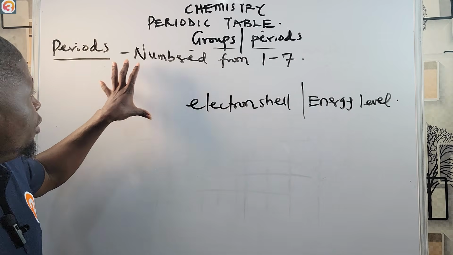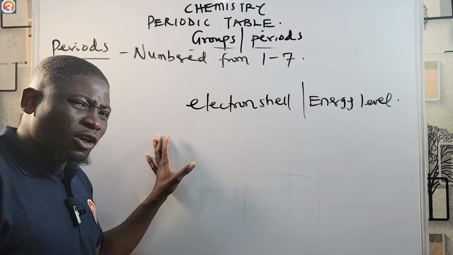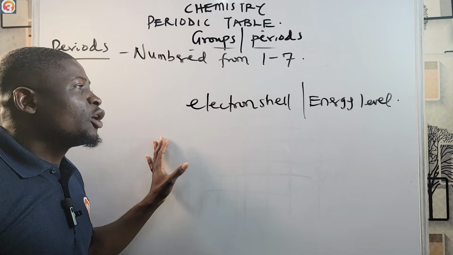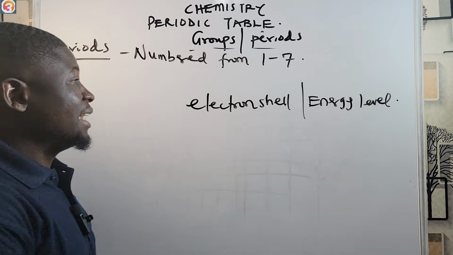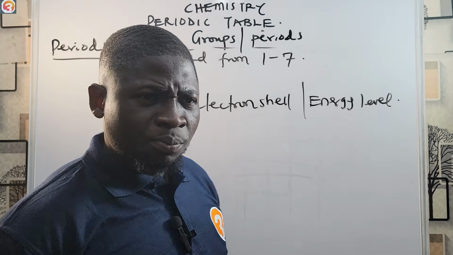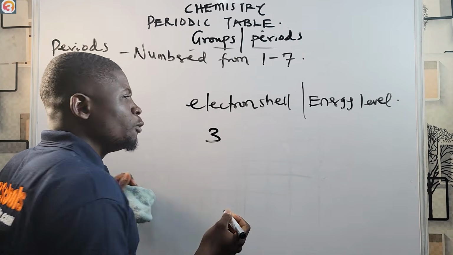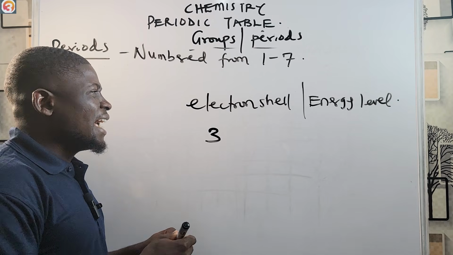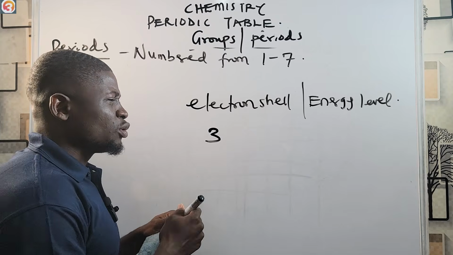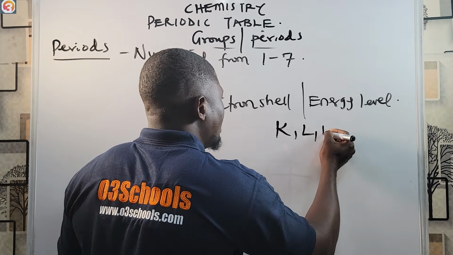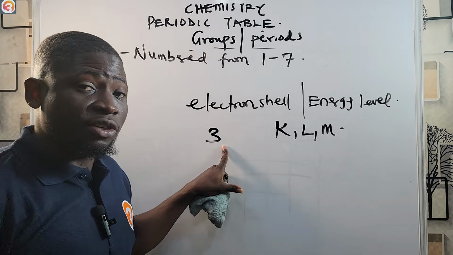Now, periods are numbered from 1 to 7. And of course, the number of the period designated to a particular element corresponds to the number of electron shells or energy levels that element has. For example, if you say that an element belongs to period 3, what it means is that that element has 3 electron shells, or the energy level is 3, and that corresponds to the K, L, and M shells respectively, because this is 3 electron shells.